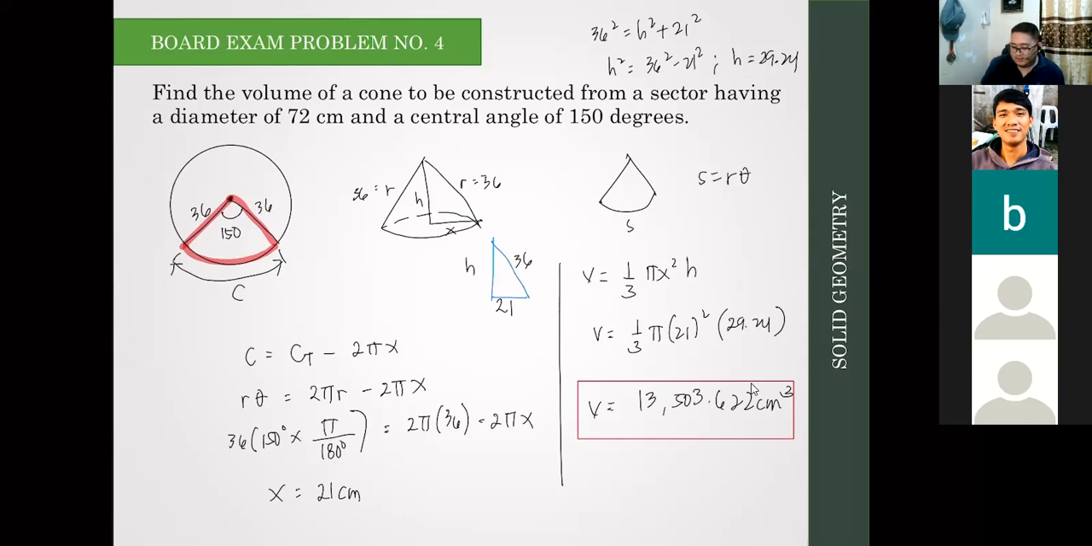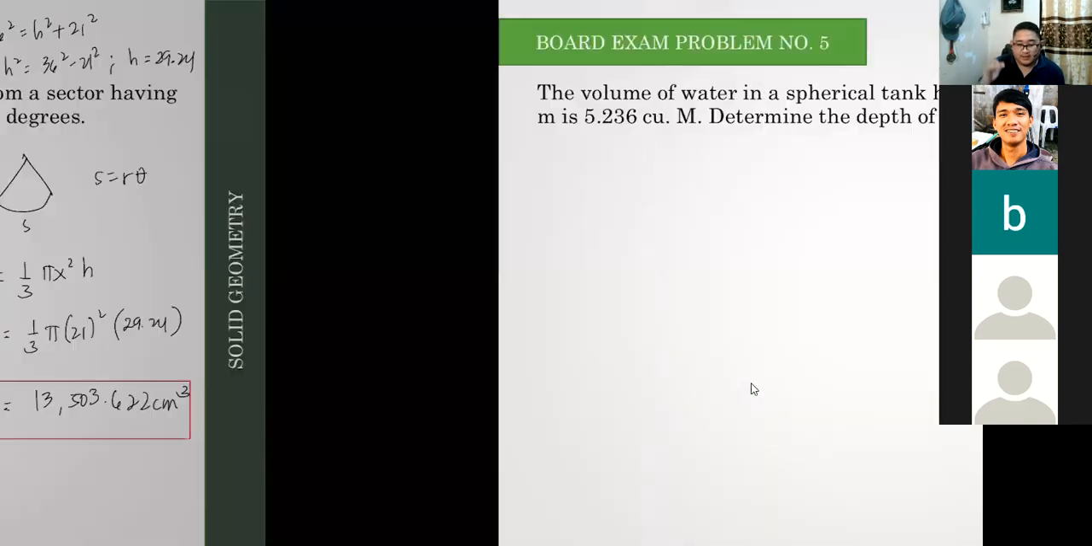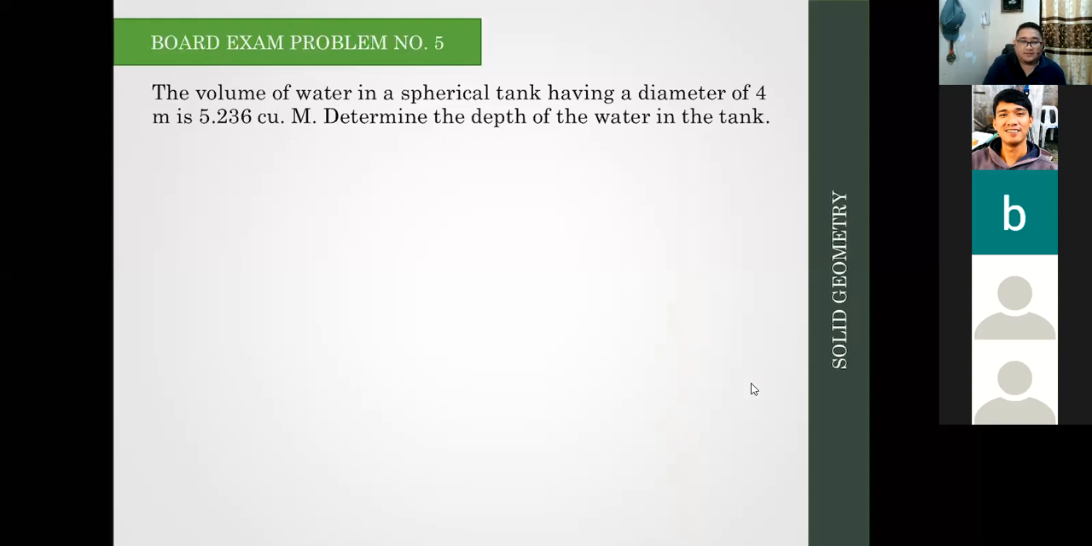Okay? Then for the last one, tapusin ko lang, no? The volume of water in a spherical tank having a diameter of 4 meters is 5.236 cubic meter. Determine the depth of the water in the tank. Okay? So meron tayong spherical tank. So ito daw yung tank natin. Okay. And so let's say spherical yan. And then having diameter of 4, so may diameter to.